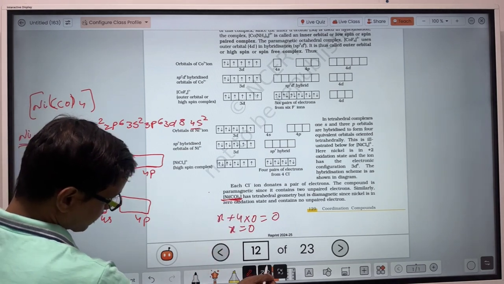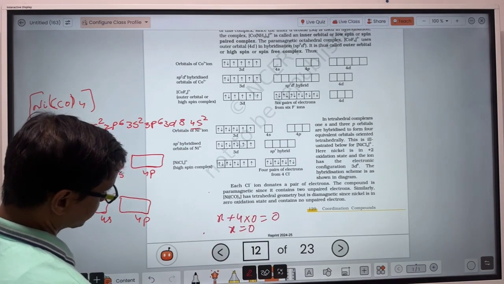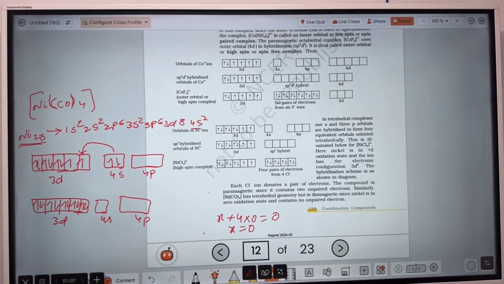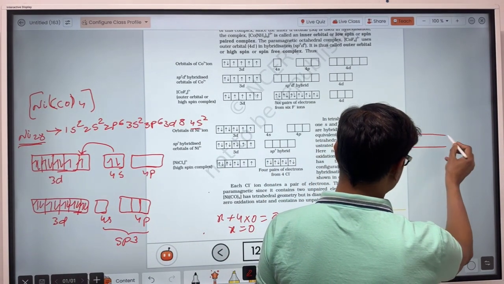And coordination number here is 4. That means nickel will have to form 4 covalent bond. So to form 4 covalent bond, the 4 atomic orbital will merge together. So 1 orbital of 4s and the 3 orbital of 4p will merge together and form sp3 hybridized orbital. So here 4 sp3 hybridized orbital.